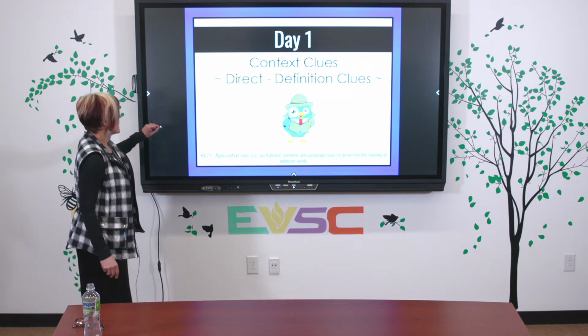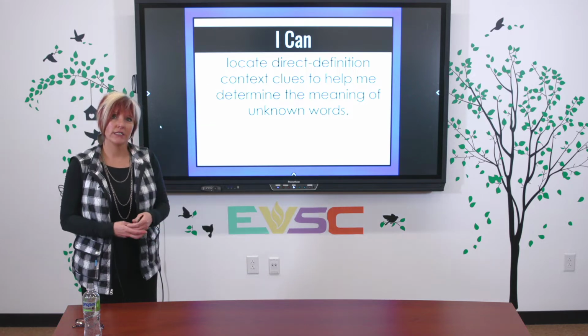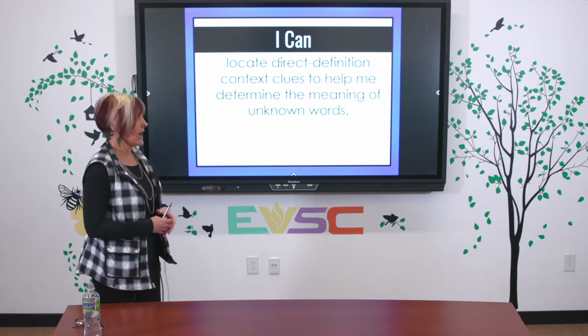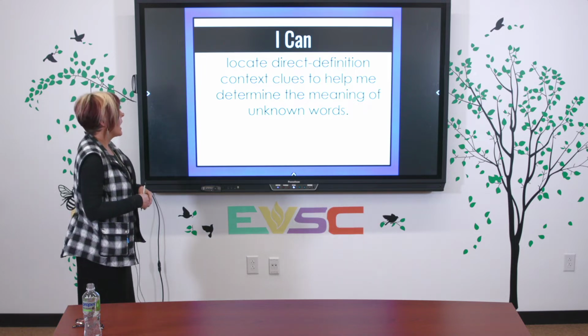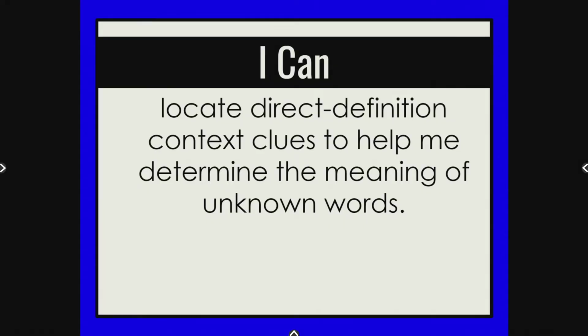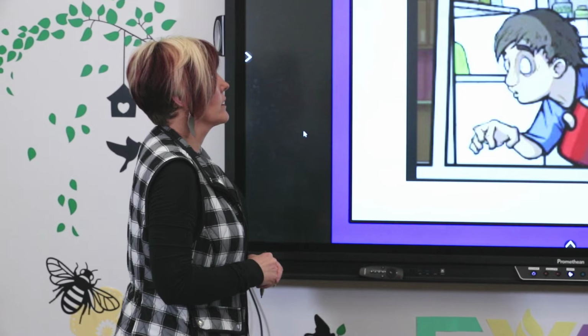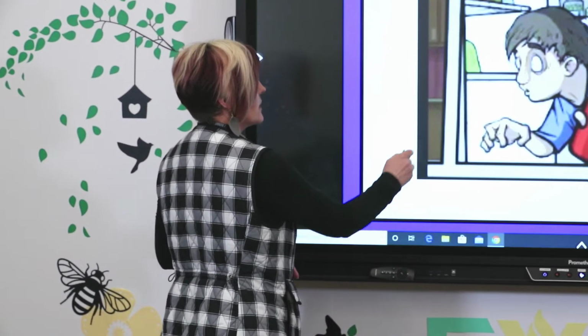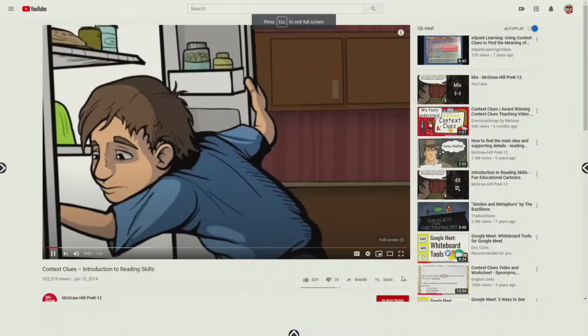So with the direct definition, before we go into that, let's talk about our I can statement. I'd like for you to repeat the I can statement with me. I can locate direct definition context clues to help me determine the meaning of unknown words. So before we go into that, let's talk about what context clues are. This was kind of a neat little video here.